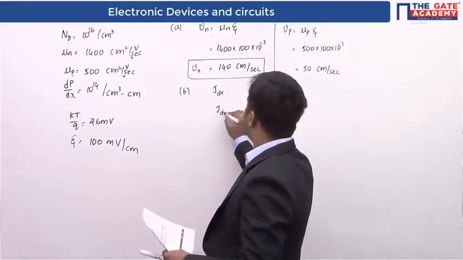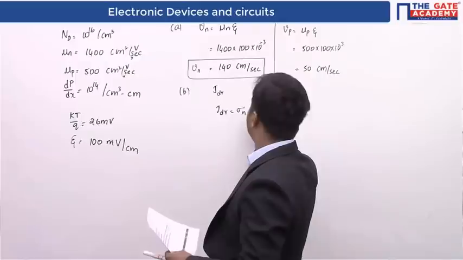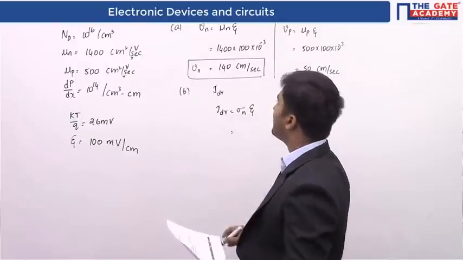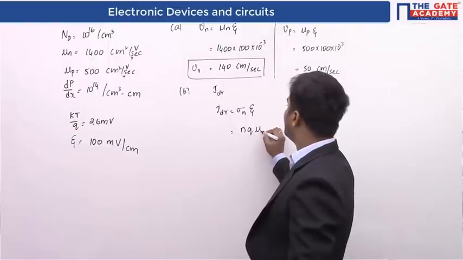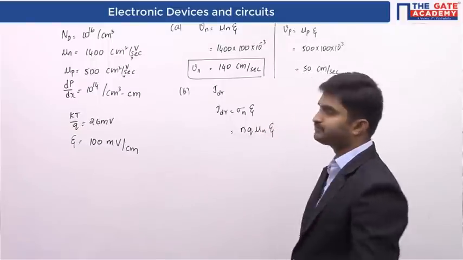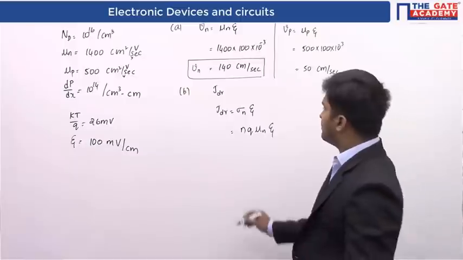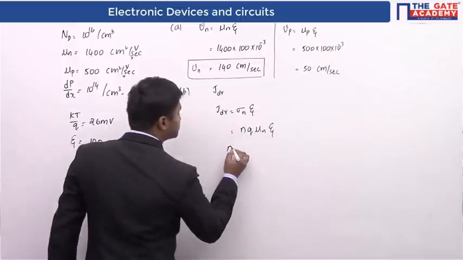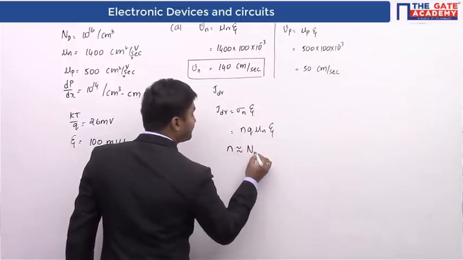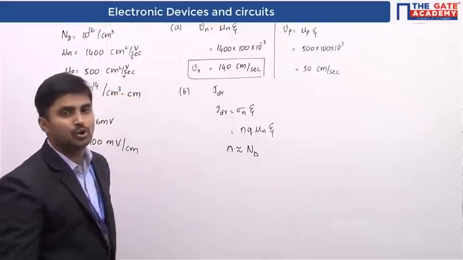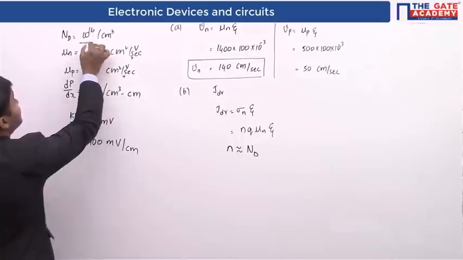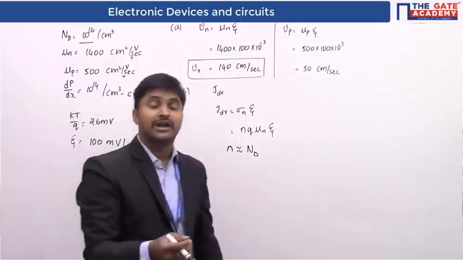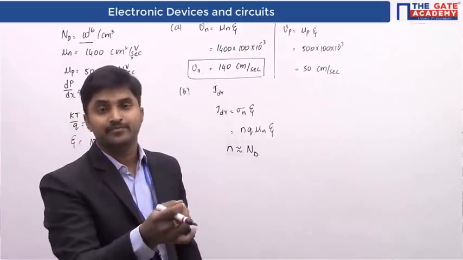What is the value? Drift current density is going to be sigma n multiplied by the electric field. What is sigma n? It is n into q into mu n multiplied by the electric field. And we know the value of n is almost equal to the value of Nd, because if you are having 10 power 16, generally in the case of silicon, the intrinsic carrier concentration is going to be 10 power 10.